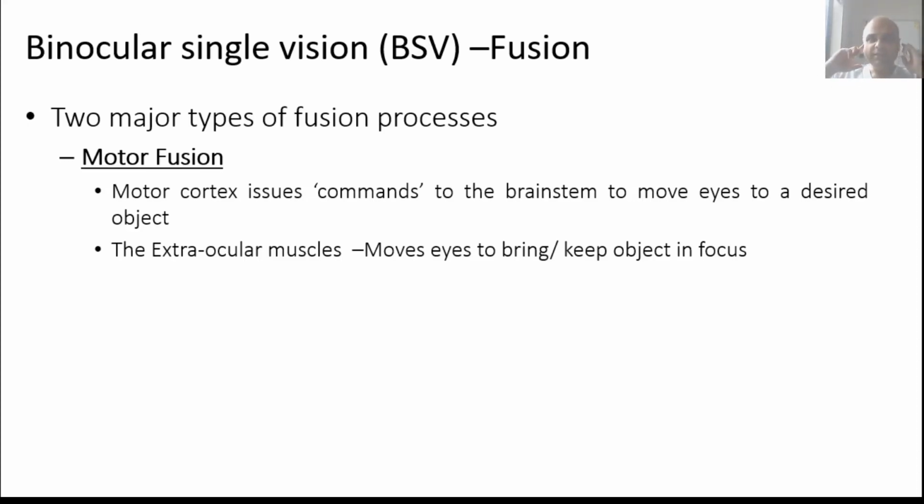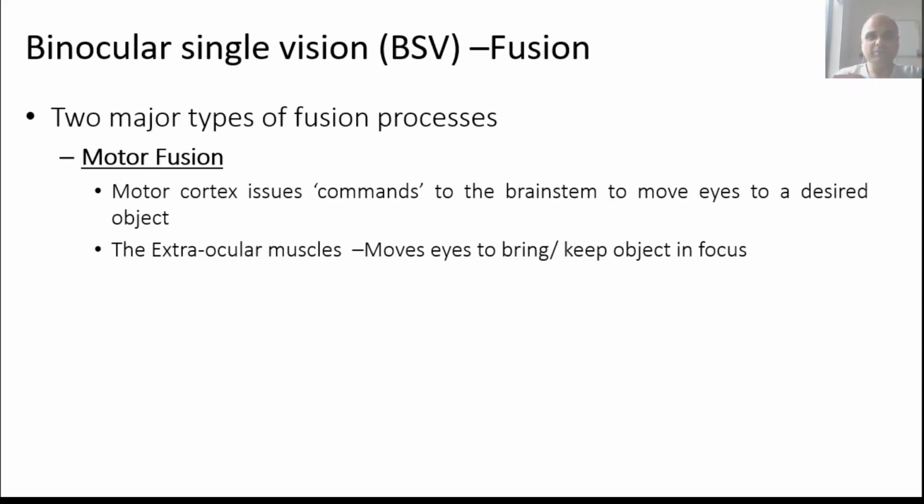And the command is issued from the motor cortex. I'm sure you know what the motor cortex is. And then its impulses go down to the extraocular muscles, which move the eye and bring the object of your interest in front of your eyes by moving your eyes. Or if the object is already there, your eyes move to follow the object.